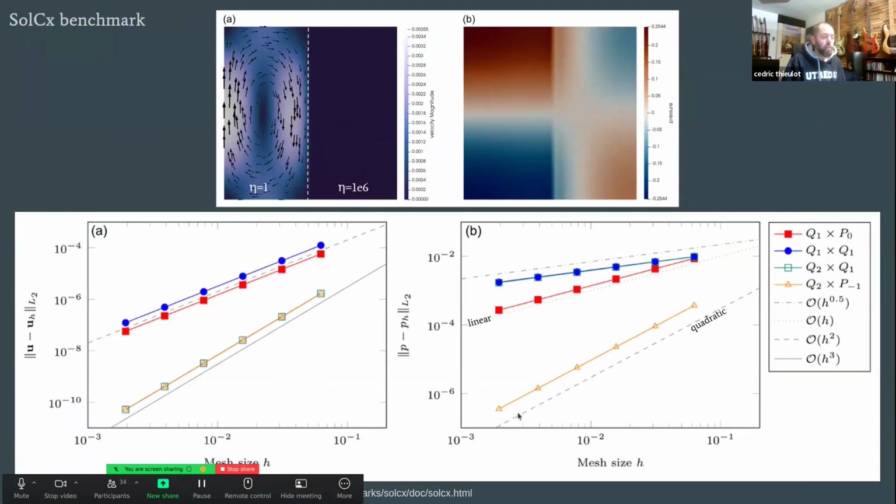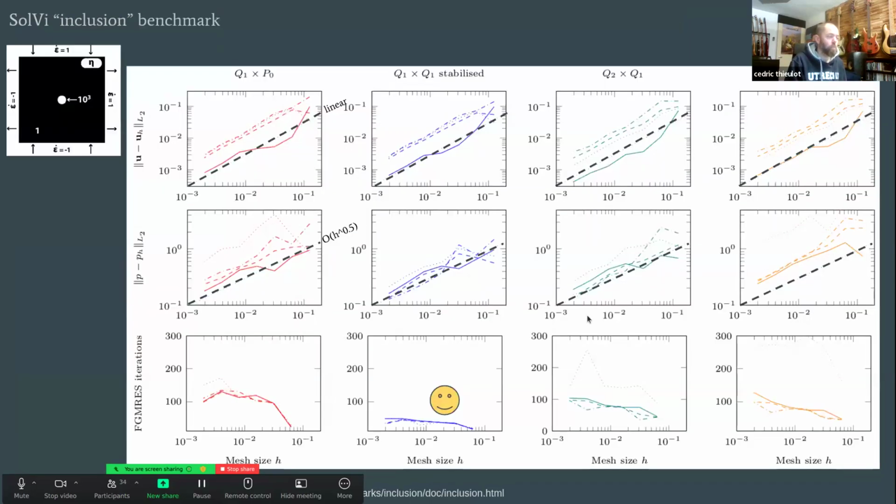Here it's a bit more interesting because we see that the Q2 Q1, which has a continuous pressure, this Q1 term here, actually fares pretty badly, right? It's actually below the blue, which is the Q1 Q1, and converges like h to the power 0.5. And that is also not new. It was published in the first ASPECT paper, Kronbichler et al. 2012. And this is because this pressure is continuous while the analytical solution is actually discontinuous. And so the one that fares here the best is the Q2 P-1, because the viscosity discontinuity is aligned with the mesh. So again, this was what we expected.